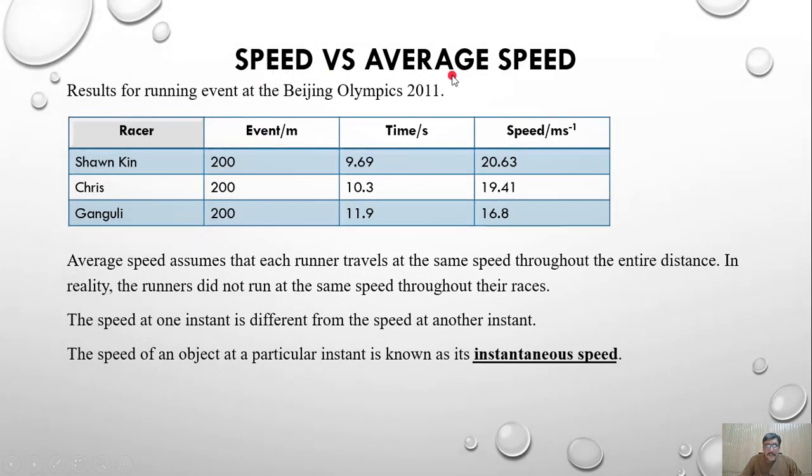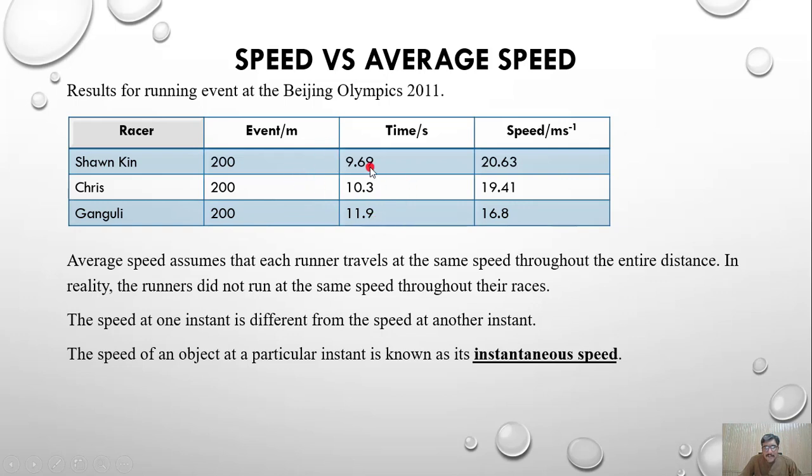So here speed versus average speed is given. If you see here, we have results for a running event, and this running event was at the Beijing Olympics 2011. I have three racers, that is Sean Kin, Chris and Ganguly, and they were having the event of a 200-meter race. Sean Kin covered this distance in 9.69 seconds. Chris covered this distance in 10.3 seconds, and Ganguly covered this distance in 11.9 seconds.